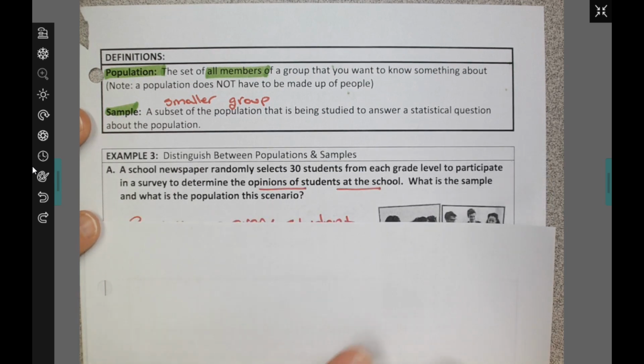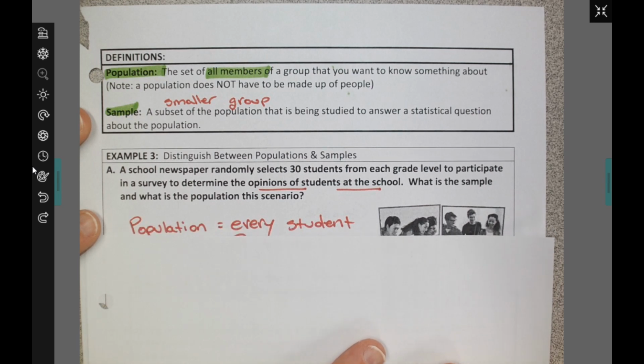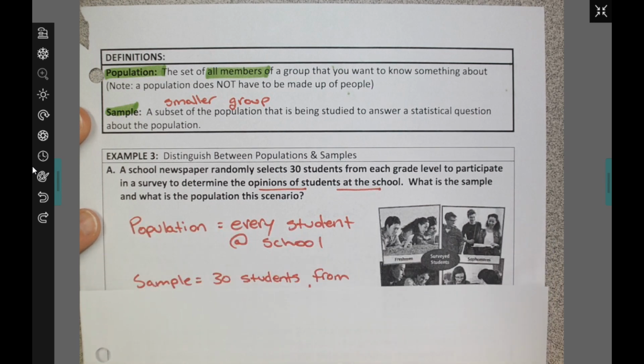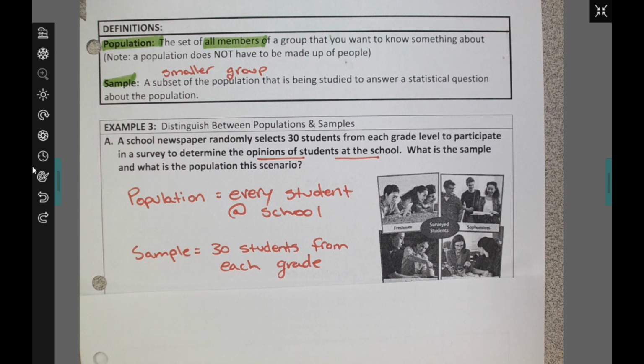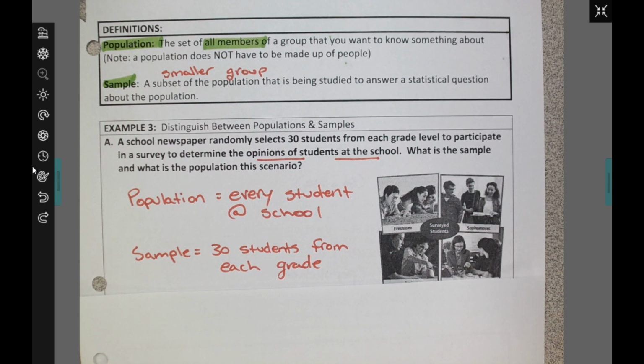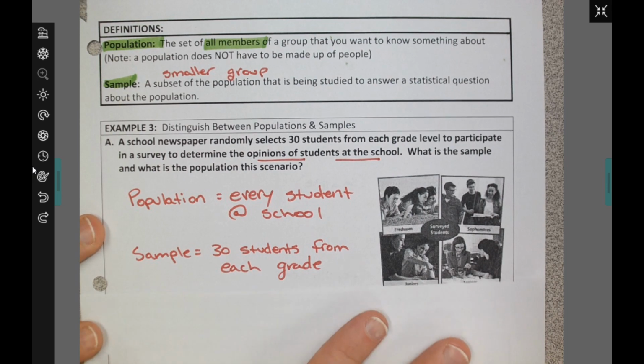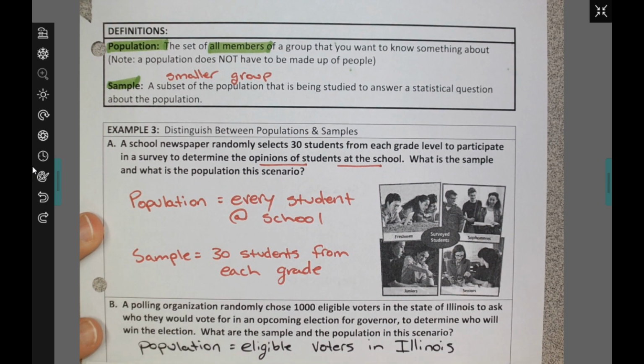So for A, they want us to distinguish between populations and samples. It says a school newspaper randomly selected 30 students from each grade to participate in a survey. They want to know, what is the sample and population? Well, the population would be every student at that school. The sample, on the other hand, would be the 30 that they pulled from each grade. So population's big, sample is just a small group from the population.